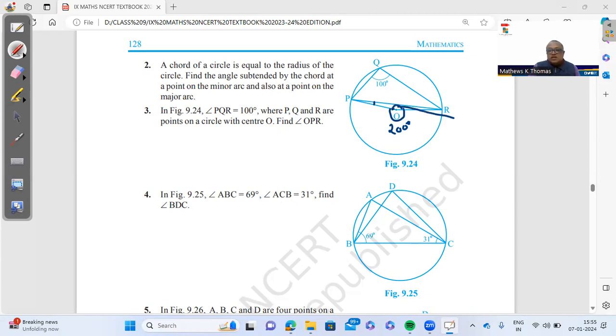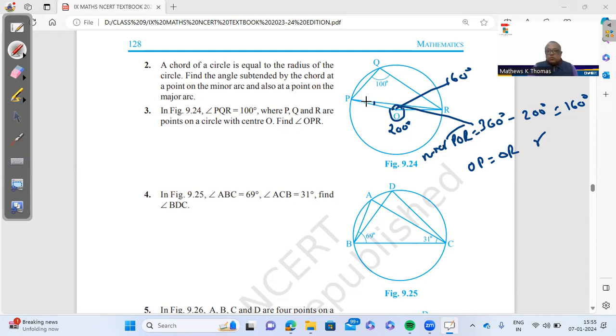So the inside angle here is going to be 360 minus 200, because we know a complete angle total is 360. So angle POR, the minor one, is equal to 160 degrees. So this inside angle will be 160. Now OP and OR are equal because they are radii. OP is a radius, OR is also a radius. Therefore, they are equal. So if they are equal, the angles opposite to them will also be equal. So we can assume angle OPR and ORP to be X.